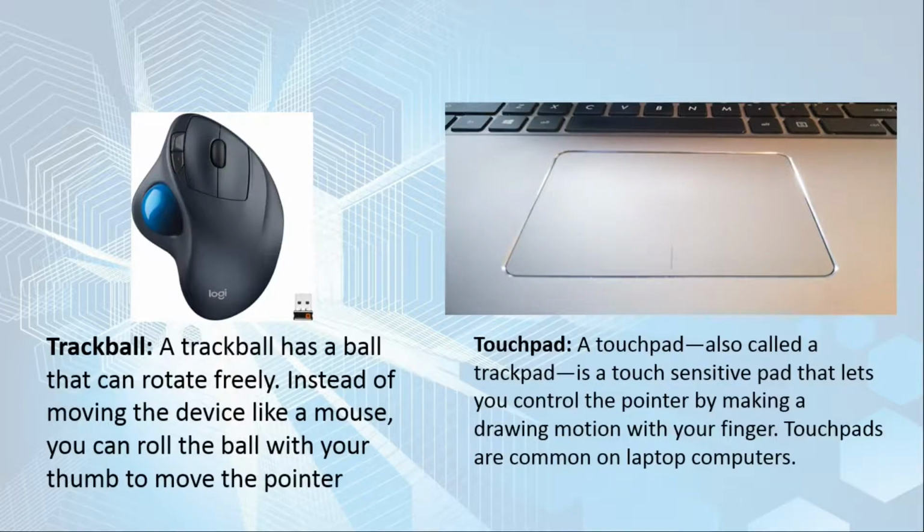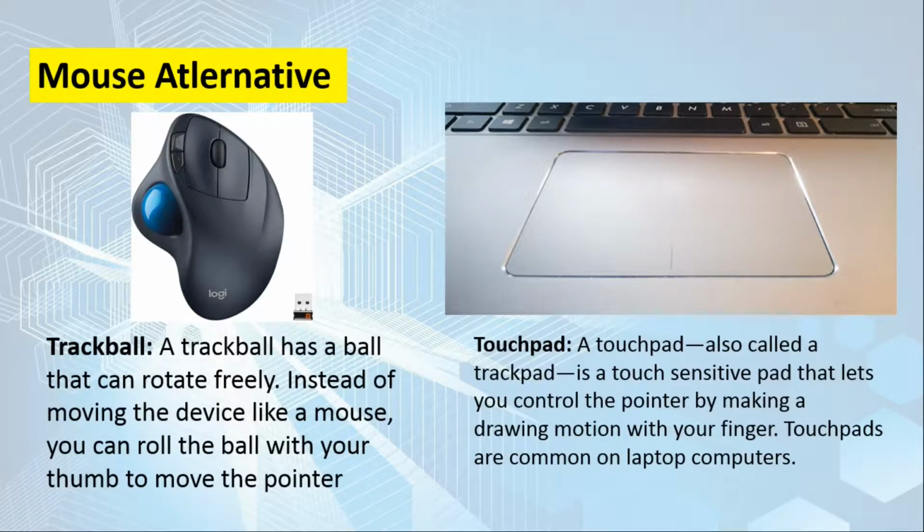Okay. So, meron tayong mouse alternatives. Diba? So, pwede tayong gumamit ng trackball. So, a trackball also has a ball also that can rotate freely. Instead of moving the device like a mouse, you can roll the ball with your thumb to move the pointer. Diba sa normal mouse, ang ginagamit natin yung buong kamay para ma-move siya from left to right to upwards and downwards, while dito sa trackball, naka-steady lang yung kamay mo at ang pinanggagalaw mo para ma-move yung pointer ay yung inyong thumb o yung inyong hinlalaki.